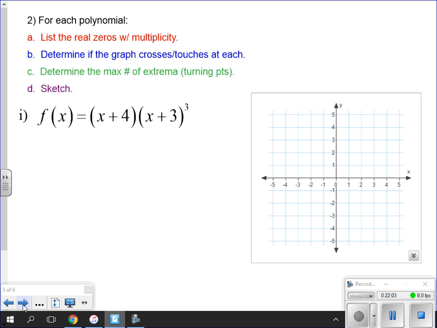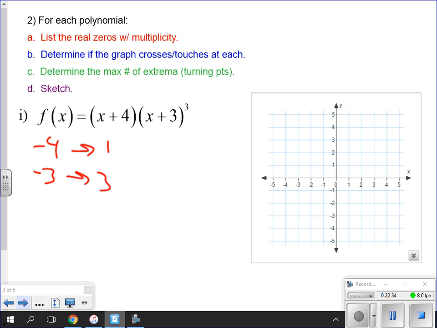So I have my real zeros with multiplicity: a zero at negative 4 with a multiplicity of 1, and a zero at negative 3 with a multiplicity of 3. The second question is important for when you're doing your graph.